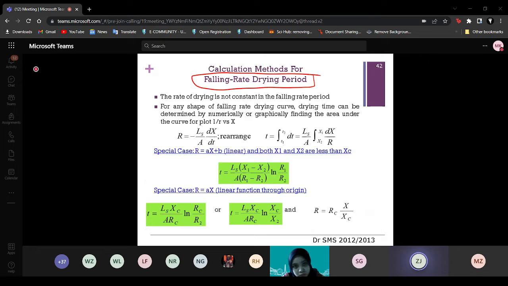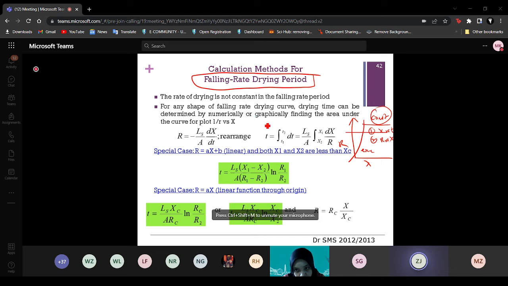So for falling rate, we have seen this is R versus X. So this is the constant. For constant, we have seen one: if you have X versus T data, or secondly, you have R versus X data. This involves experiment. So in the falling rate as well, if you have experimental data, how do you want to solve it?